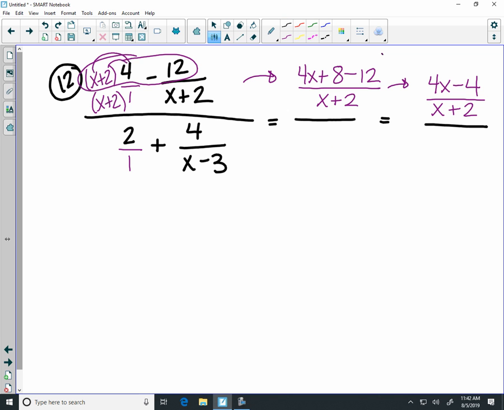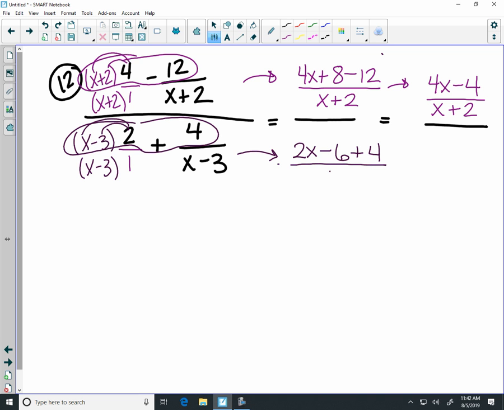Now we're going to flip down to the denominator. My 2 is over 1, so in order to combine my fractions, I need a common denominator of x minus 3. 2 times x is 2x. 2 times negative 3 is negative 6. That numerator is then plus 4 all over x minus 3. And just like I did with the top, I'm going to keep going. My 2x doesn't have any like terms there, but negative 6 plus 4 is negative 2.